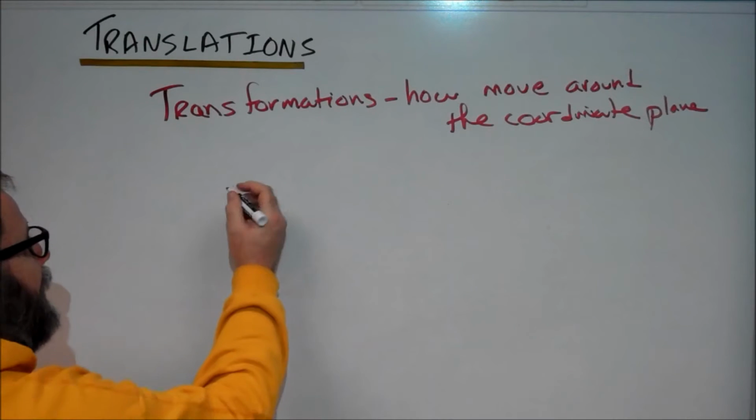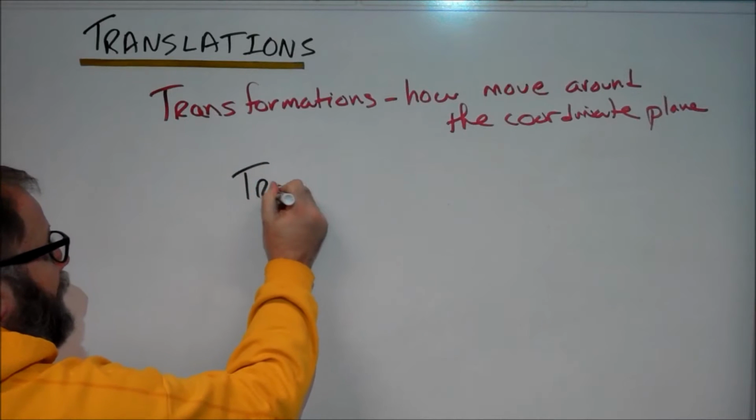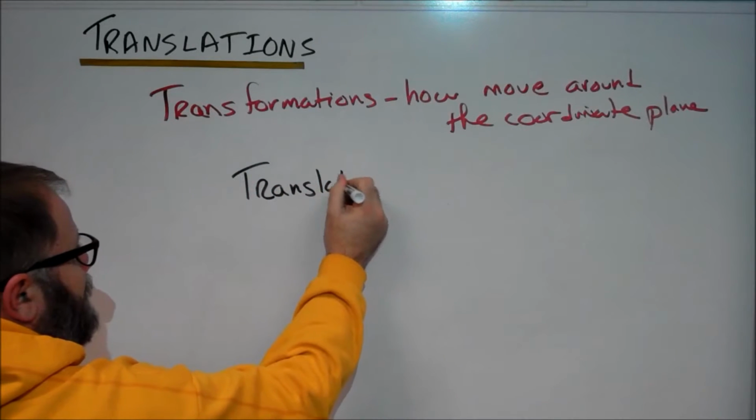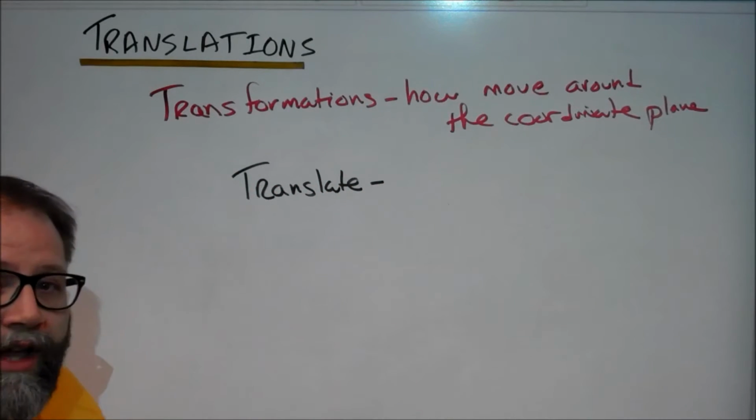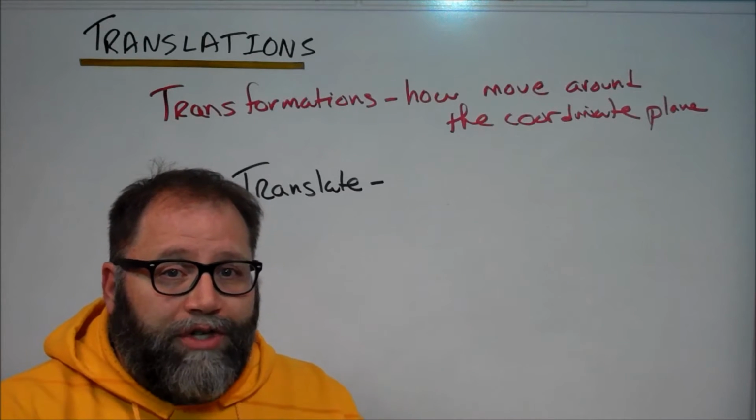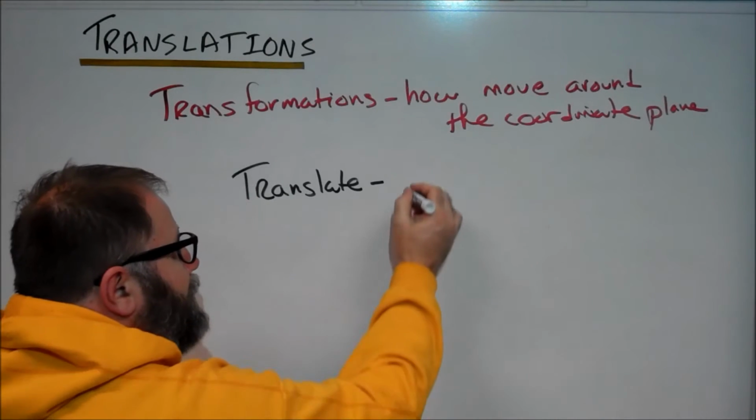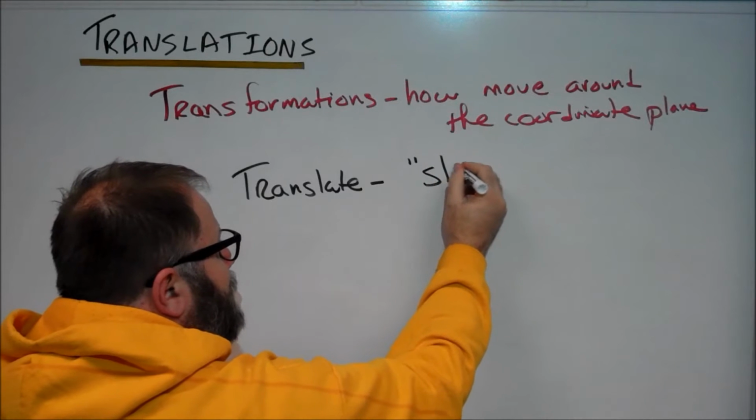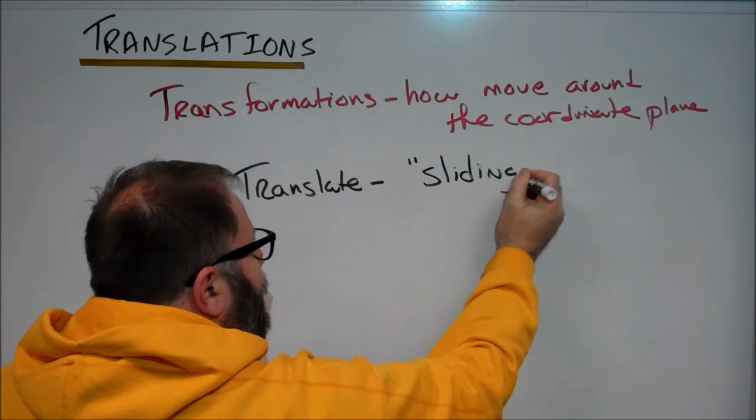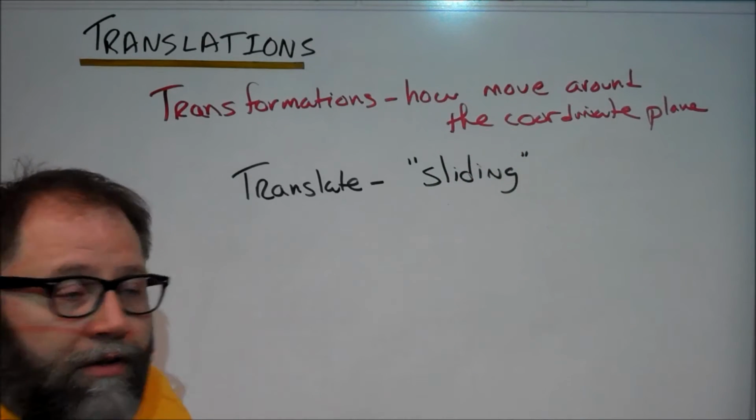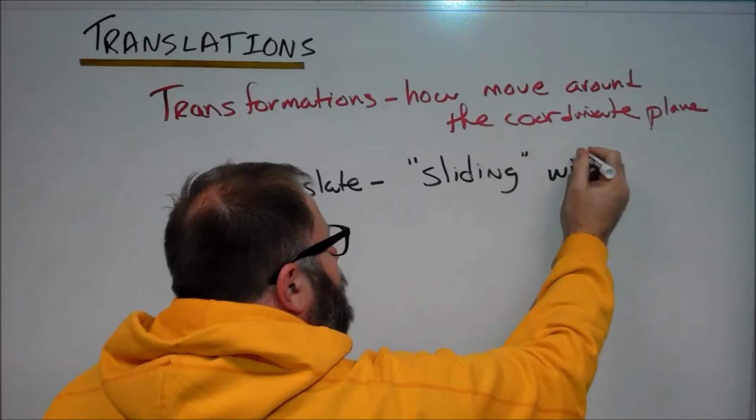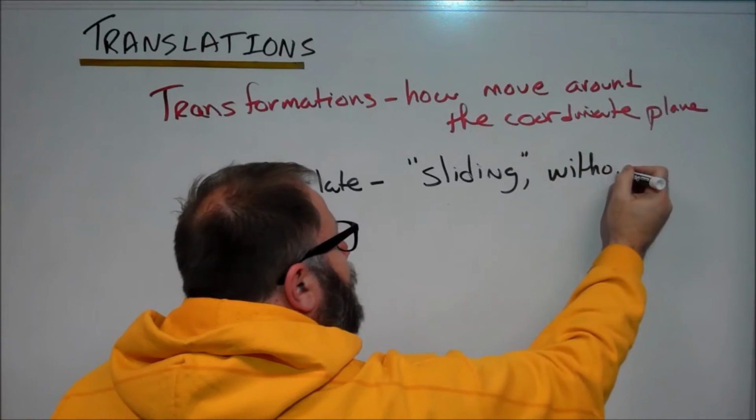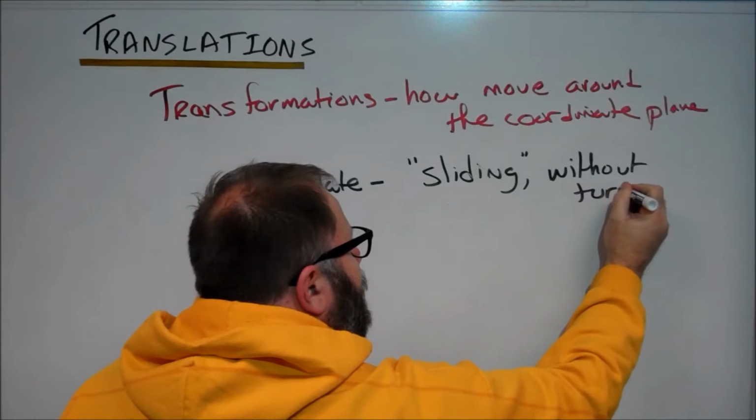Now when we translate figures, what we're doing is we're moving an image without turning it. So really, the first thing I'm going to put in quotes here is we are sliding the figure. So it's moving without turning.